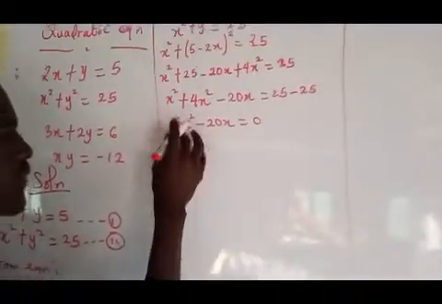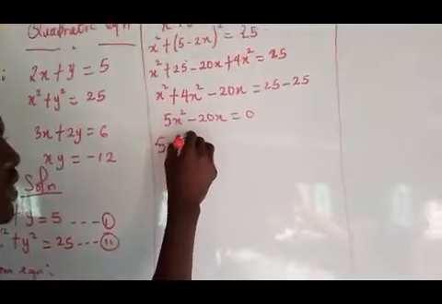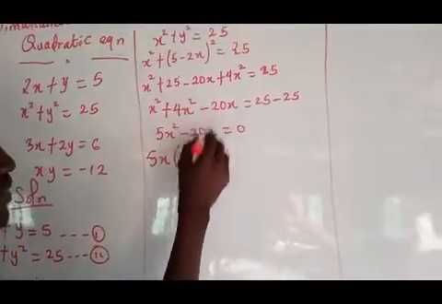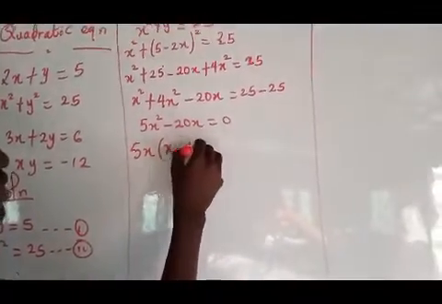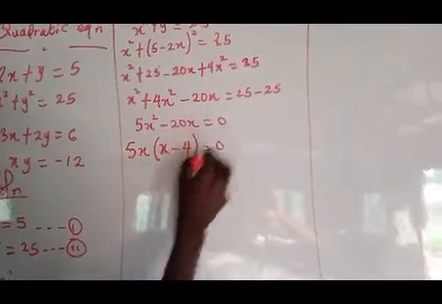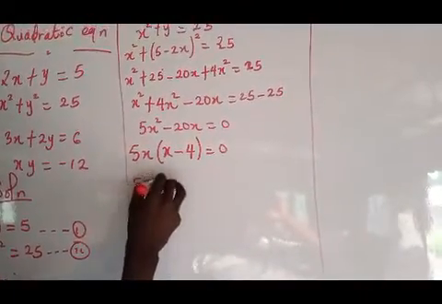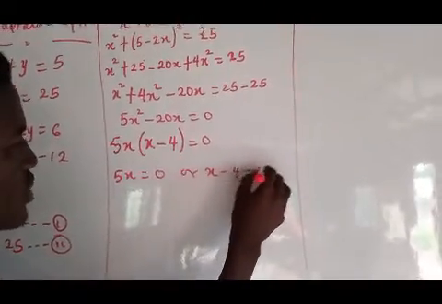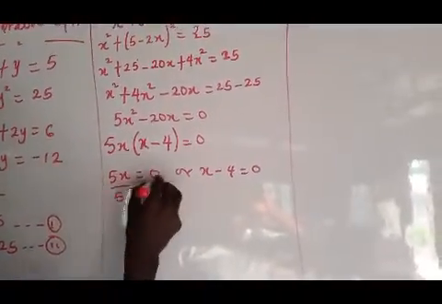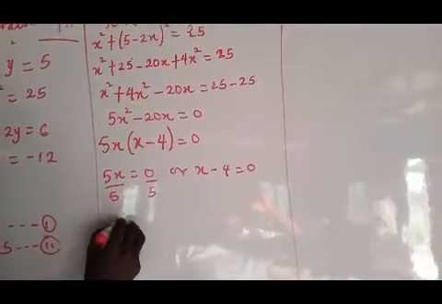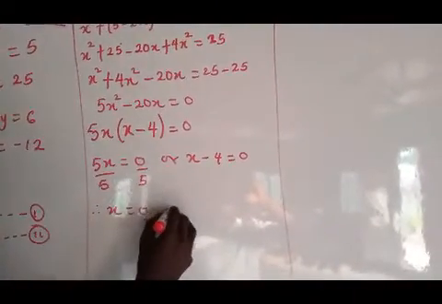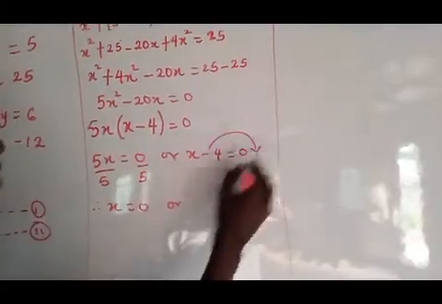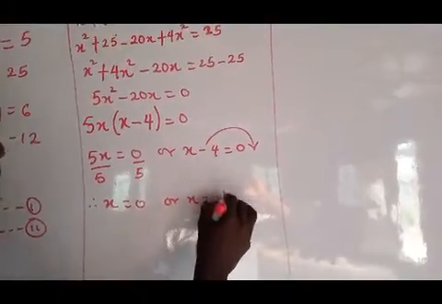Now what's common between this and this? 5x. If I take out 5x from this, I will be left with x. If I take 5x from this, I will be left with minus 4, equals 0. So for me, I can say 5x equals 0 or x minus 4 equals 0. Therefore, x equals 0, or take this to this side, x equals 4.